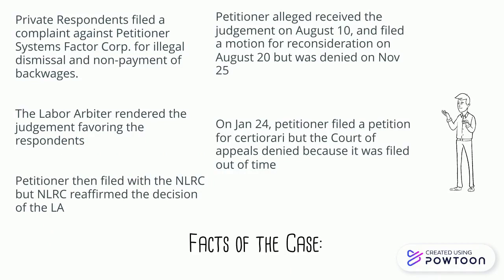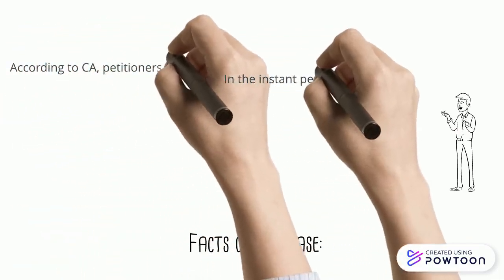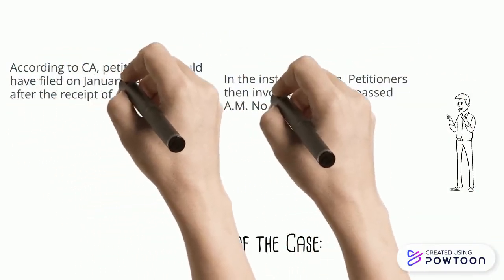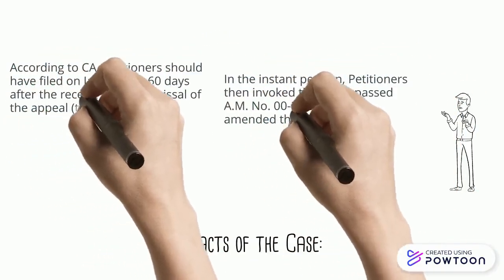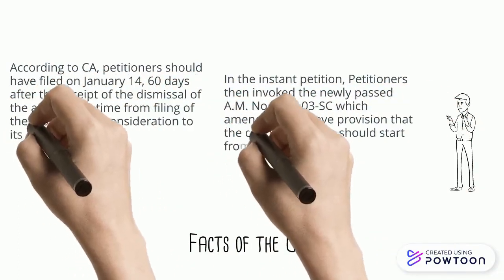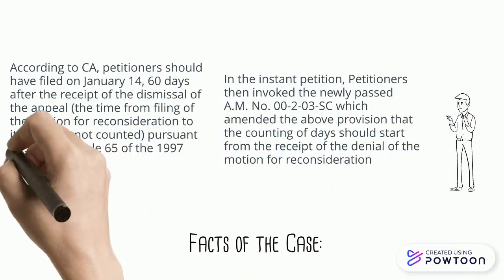The Court of Appeals denied the petition because it was filed out of time. According to the Court of Appeals, petitioner should have filed on or before January 14, 60 days after the receipt of the dismissal of the appeal. The time from filing of the motion for reconsideration to its denial is not counted, pursuant to Section 4, Rule 65 of the 1997 Rules of Procedure.